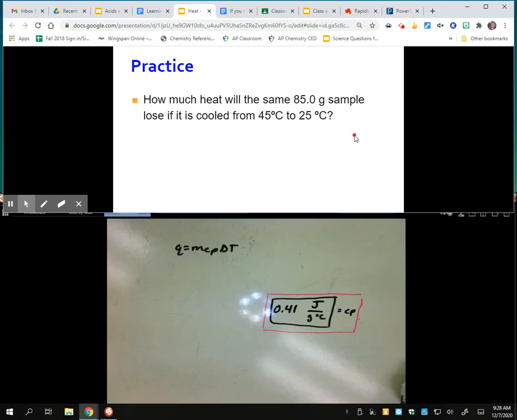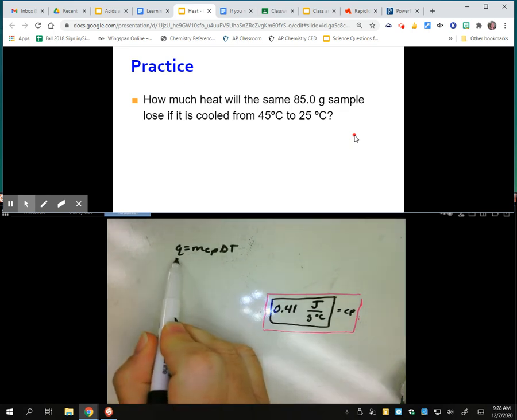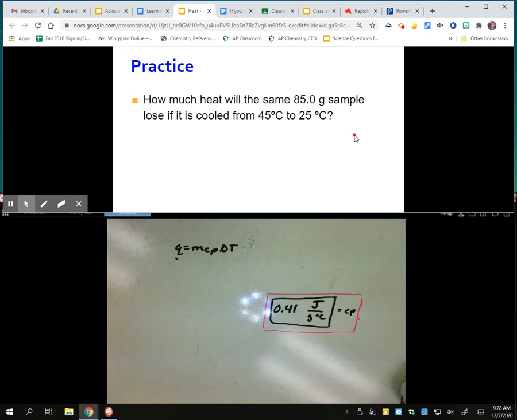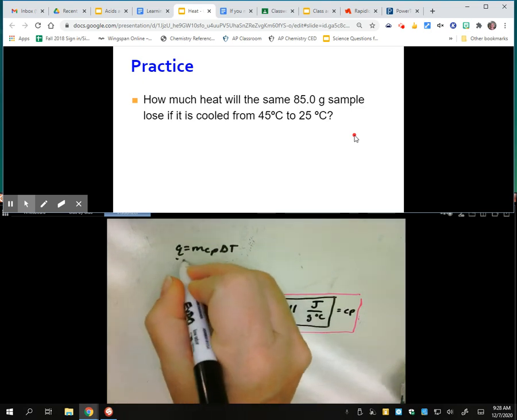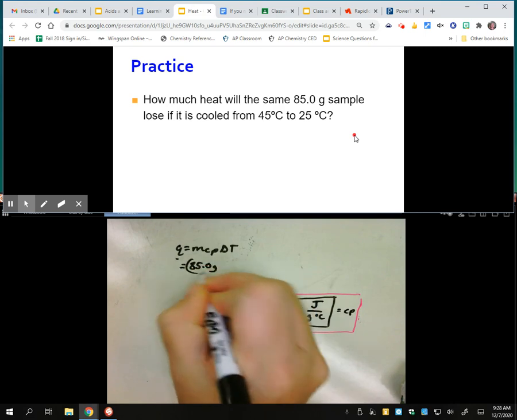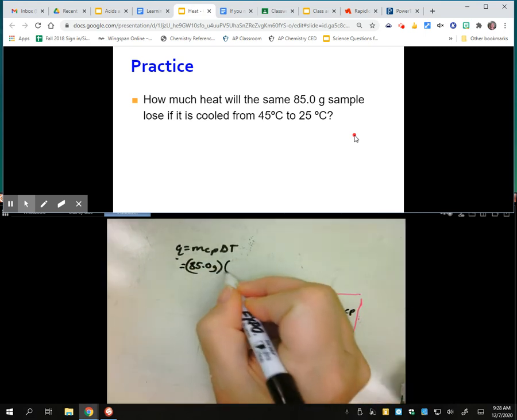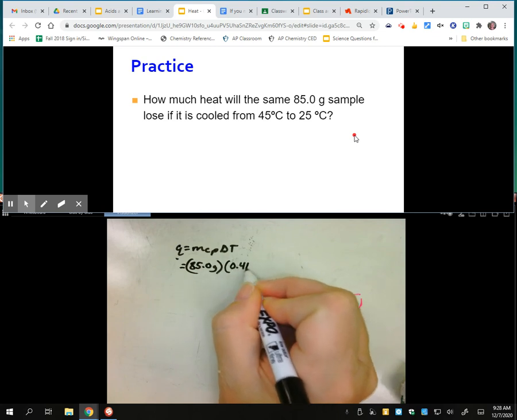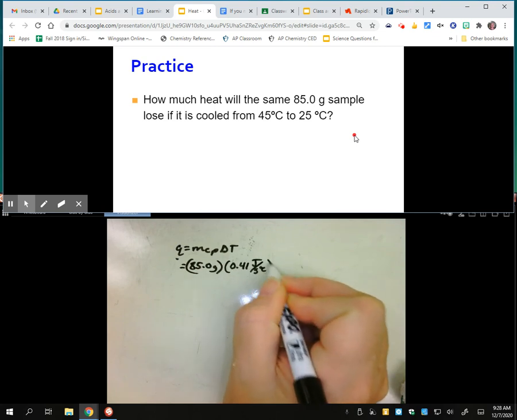How much heat will the same 85 gram sample lose if it's cooled from 45 degrees C to 25 degrees C? So in this one, we're looking for heat, which is Q. That's what we're solving for, and this is our specific heat. You can pause this video right now and try and work it out. All right, so if we're solving for Q, mass is 85 grams. My specific heat we found in the previous problem, so it's 0.41 joules per gram degrees C.